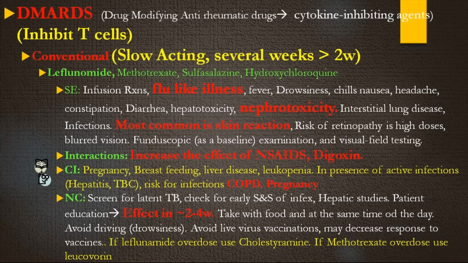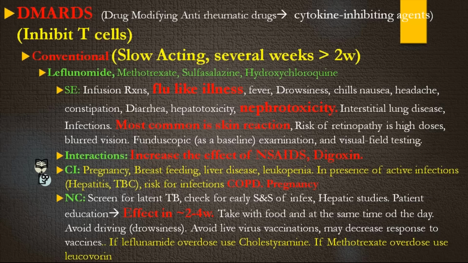So again, if you see the big picture, the DMARDs inhibit the T cells, which means they decrease the inflammatory process and destruction of the joints. But at the same time, through the inhibition of the T cells, you are depressing the immune system. So these patients can have a high risk for infections. That is the double-edged sword of the medication.